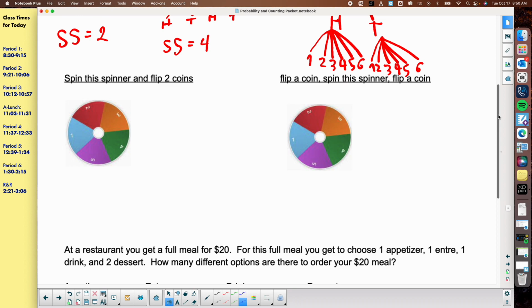Who should we go with? No. Let's go Leo.